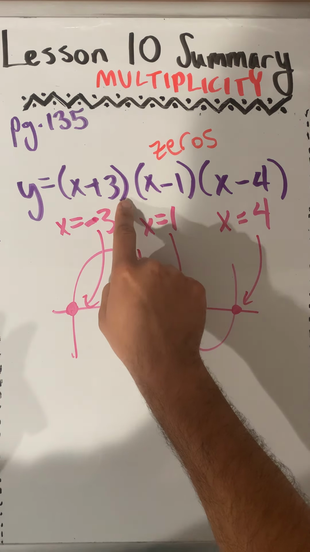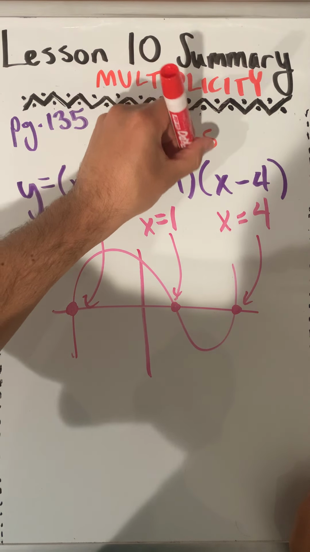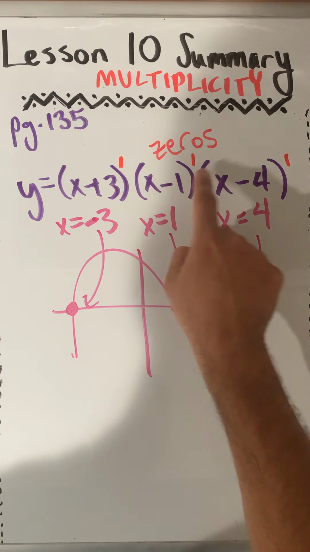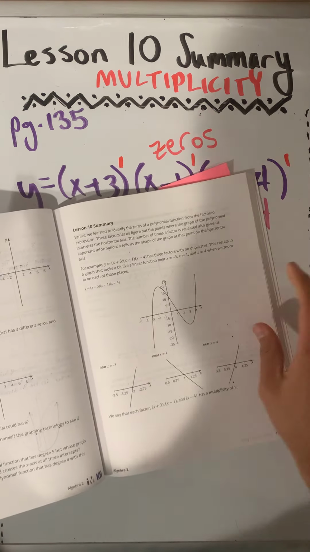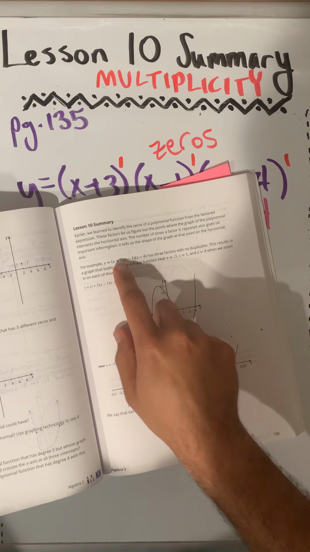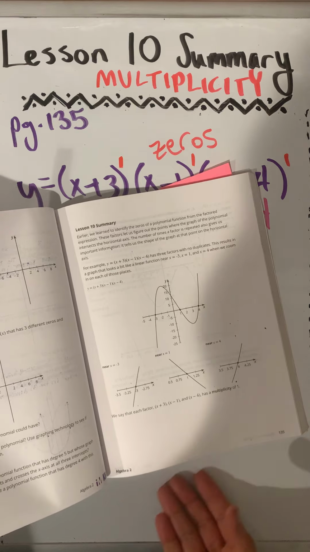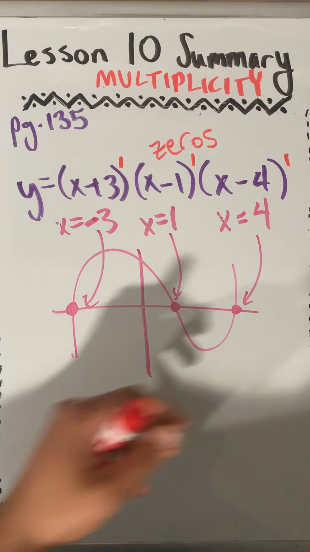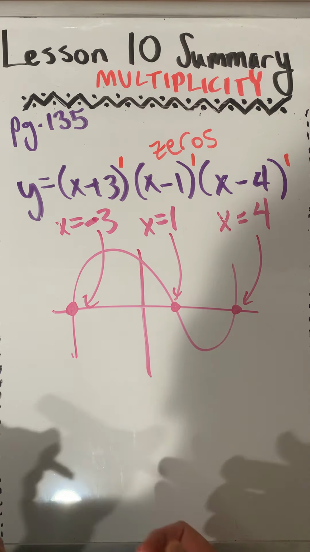We will see that the multiplicity of each of these quantities is 1. So the exponent is 1. And if you need to write this down in your notes, you can even label it here as we're going through it, or on the side. However you wish to take the notes, that's fine. If there is no exponent outside the parentheses, we can say the multiplicity is 1.